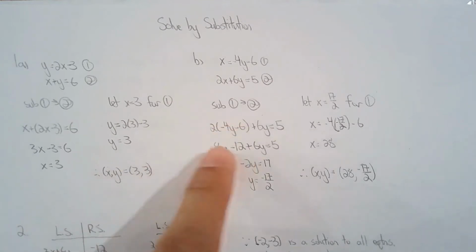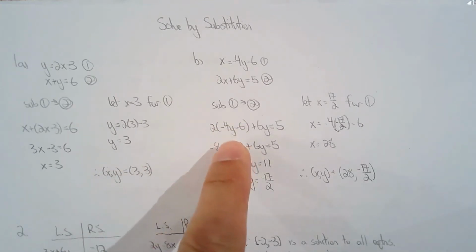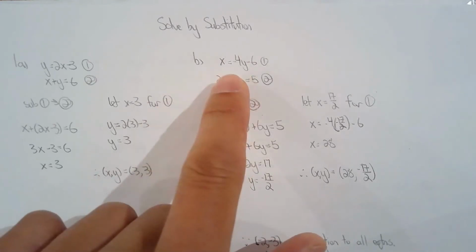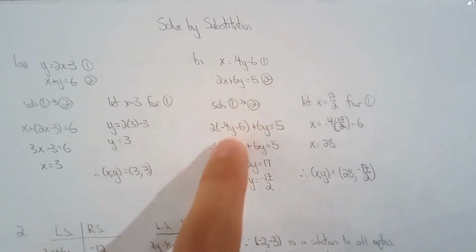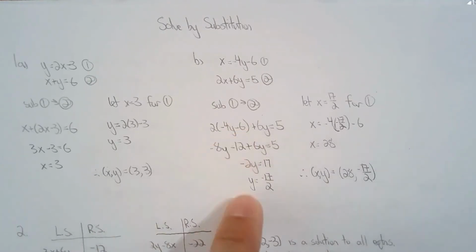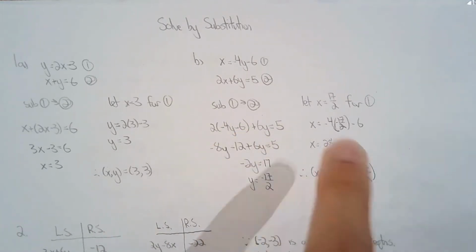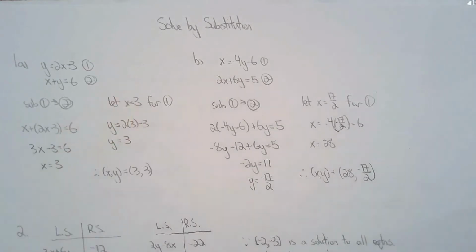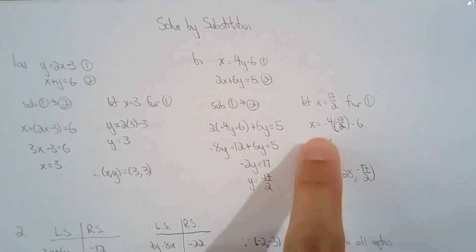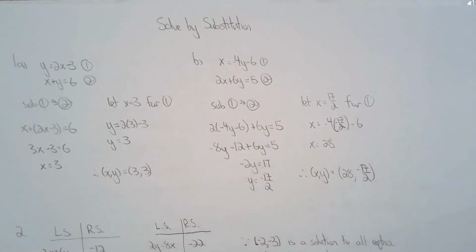Same thing for 1b. I substitute x equals negative 4y minus 6 into the second equation, so x is no longer there. Once I do that, I can solve for y, and once I solve for y, I can solve for x using equation 1 or equation 2. Try to pick the one that will be easier for you. And of course, if x is already isolated, I would argue that it's as easy as it gets.